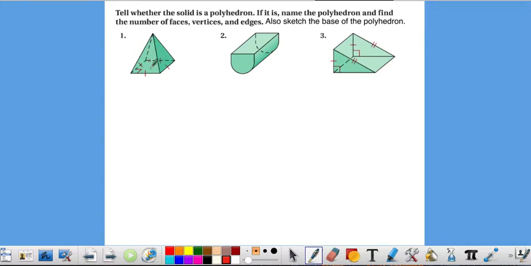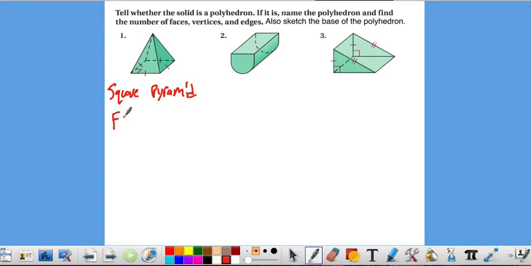Number one is definitely a polyhedron. This is what we call a square pyramid because the base is a square. We already talked about this one. That's why I'm going kind of fast. The base is a square, and then it has a bunch of triangles on the side connected at one vertex.